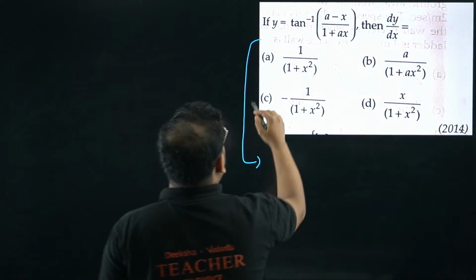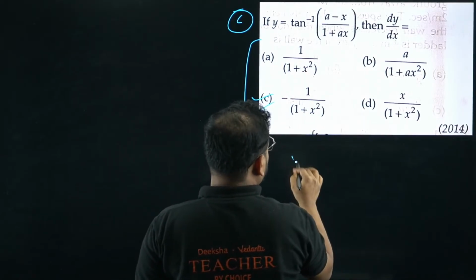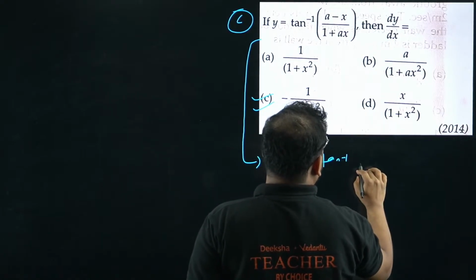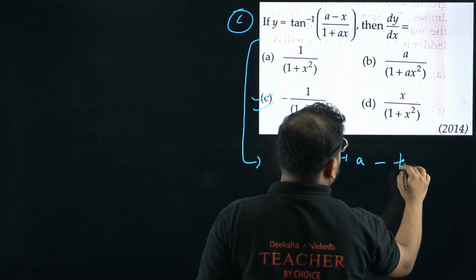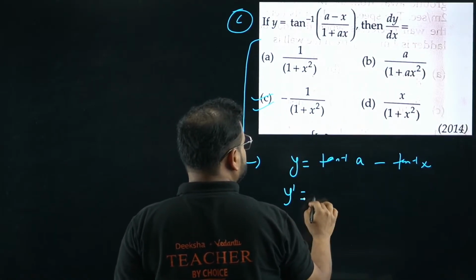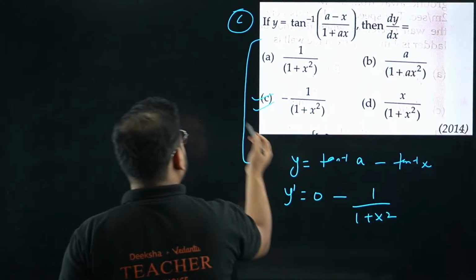C is the answer. Yes, everyone. Very good. C is the right answer. You can write this as y equals tan inverse of a minus tan inverse of x. This is the constant, so its derivative will give me 0 over here, and it will become 1 upon 1 plus x square. Please check. Option C is correct.